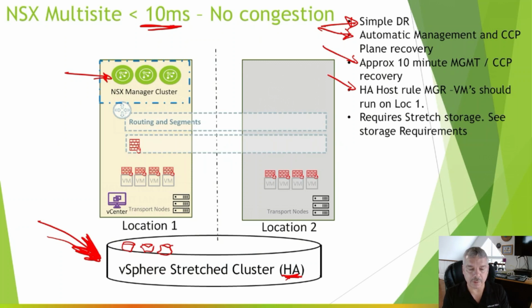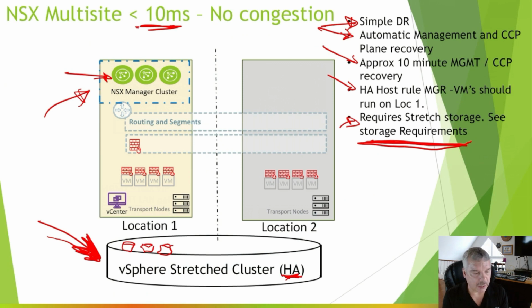HA host rules, the managers VM should be in one location. So in this example, we're showing you that the NSX management cluster is in one location. And it says it requires stretched storage. Now, I made a little bullet here, see storage requirements.